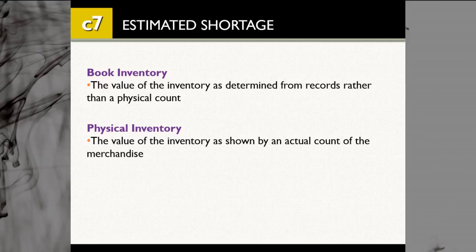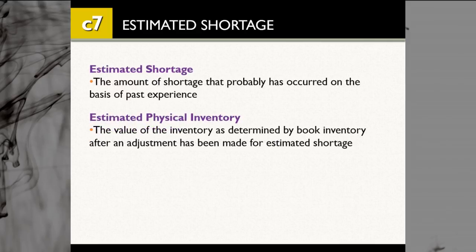If you know this, and if you have a past history of these shortages, you can calculate your estimated shortage. That's the amount of shortage that probably has occurred on the basis of past experience. And if you know this estimated shortage, you can also calculate your estimated physical inventory. That will be the value of the inventory as determined by book inventory after an adjustment has been made for estimated shortage. So that's your closing book inventory minus your estimated shortage.